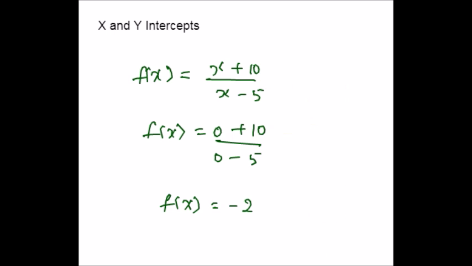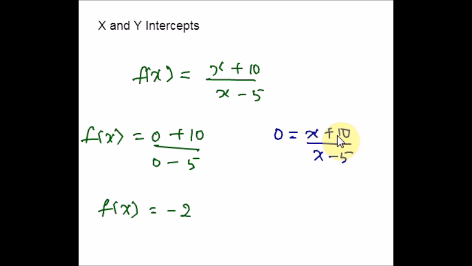Now you can easily solve by doing the cross multiplication. Multiply both sides by x minus 5. You'll be getting 0 on the left side, and the denominator gets cancelled out on the right side. You'll be left with x plus 10. So x plus 10 is equal to 0. Subtracting 10 from both sides, you'll be getting x equal to negative 10. There is an x-intercept at (negative 10, 0). Notice that 0 is the y-coordinate because on the x-axis, y is equal to 0.